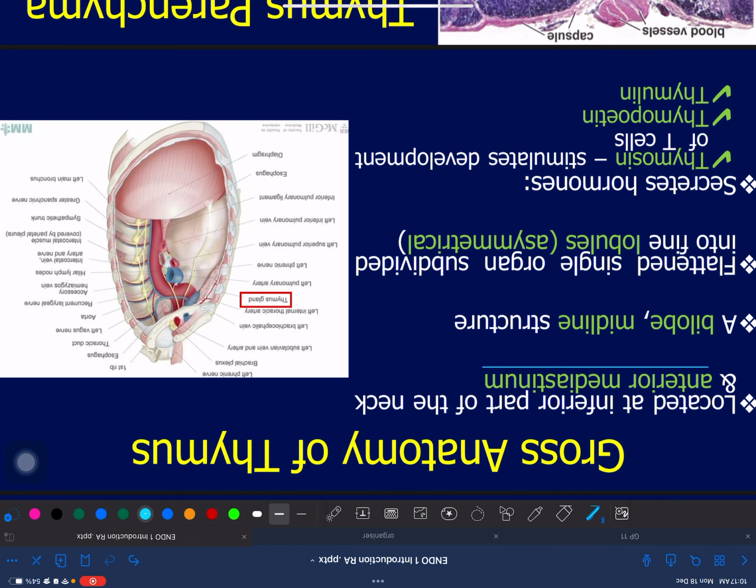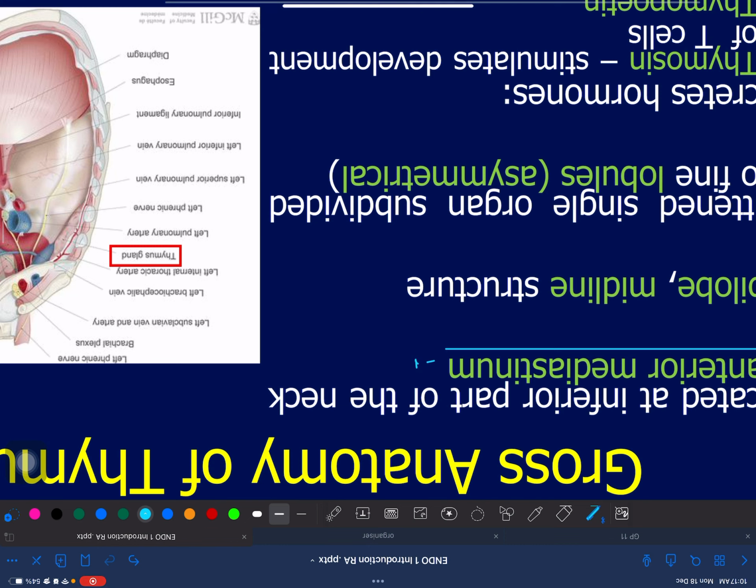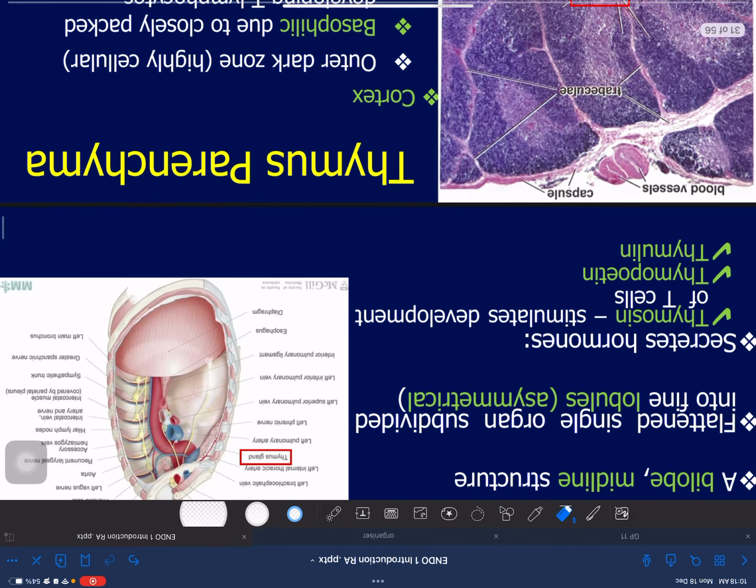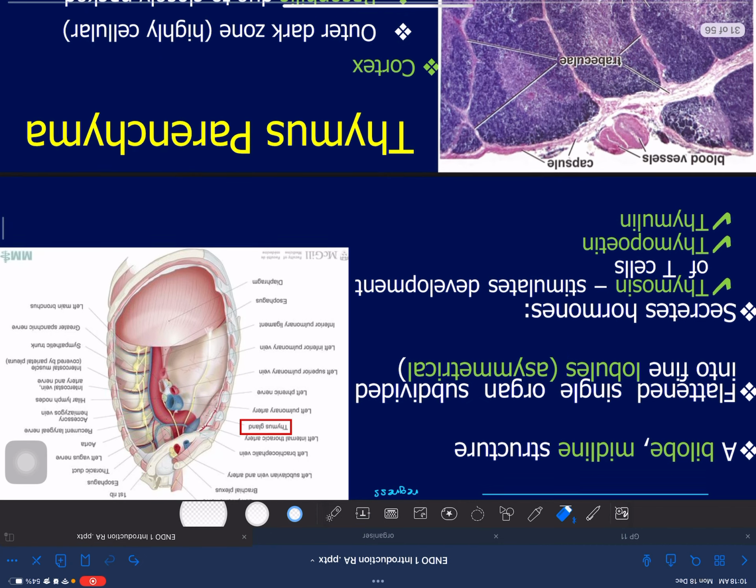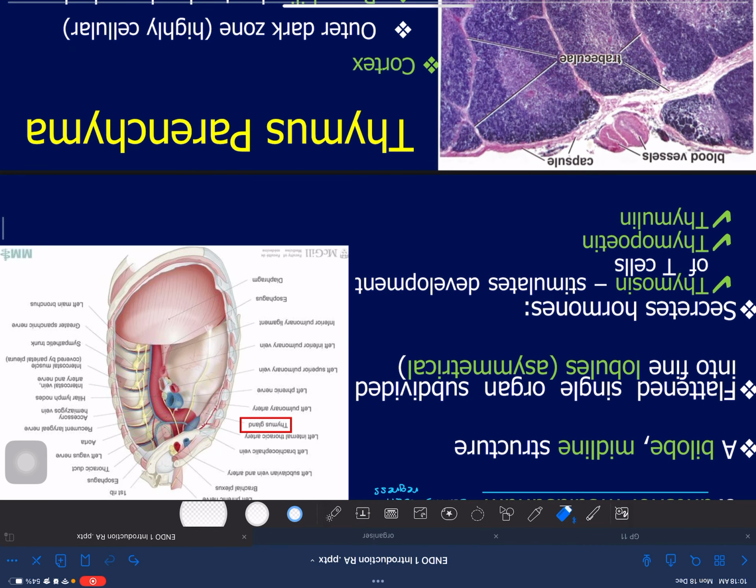Alright, so it is a bilobed, right and left midline structure. Okay, it's a midline structure. Tak banyak structure yang midline. One of the midline structures is the thymus. Okay, these are the hormones being secreted from the thymus: thymosin, thymopoietin, and thymulin.